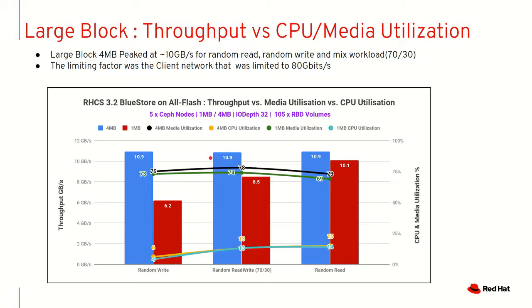This is because the total network bandwidth from the client side to the Ceph cluster was around 10 gigabytes per second. So looking at the resource utilization of the CPU and of the media, we can assume that if we had more bandwidth available on the clients, we could achieve better throughput results.